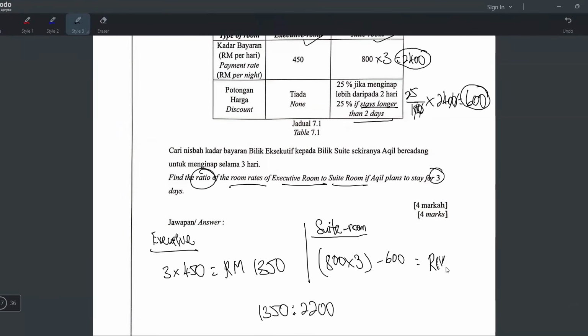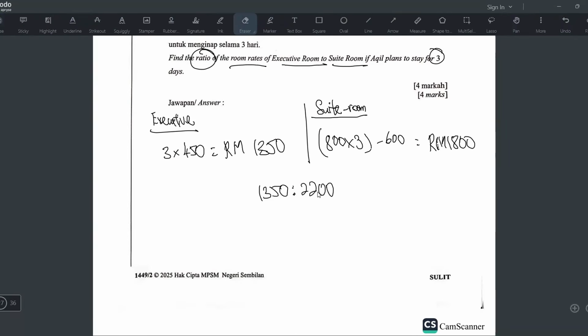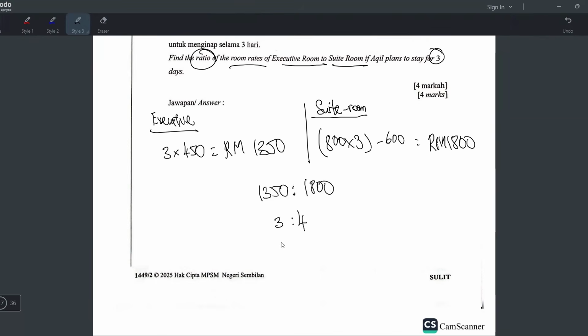So let me correct myself. Now it changes everything. This one also changed. It should be 1,800. Use the same method, just divide. My calculator gives me 0.75. You write it in ratio form, because they want a ratio, so it's 3 ratio 4. So that's the answer. Okay, that's it.